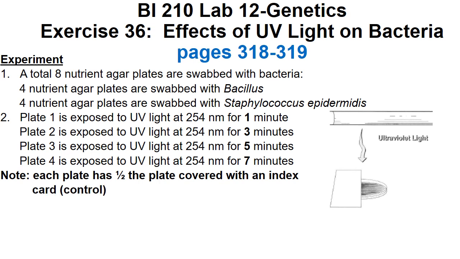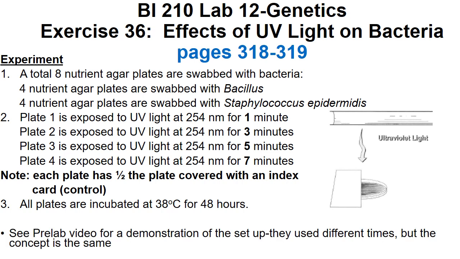Each plate has half of the plate covered with an index card. The purpose of the index card is to act as a control. So that side of the plate should have lots and lots of growth because there's nothing to keep the bacteria from growing. We're giving it the food, the temperature, everything that it wants. We are only concerned with the experimental or exposed side of the ultraviolet light. We then add the ultraviolet light for the amount of times given. We incubate the plates at 38 degrees for 48 hours and view the results.